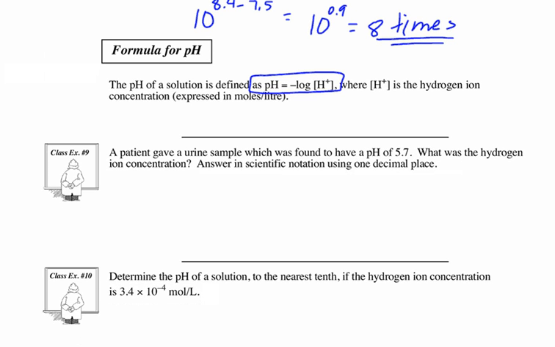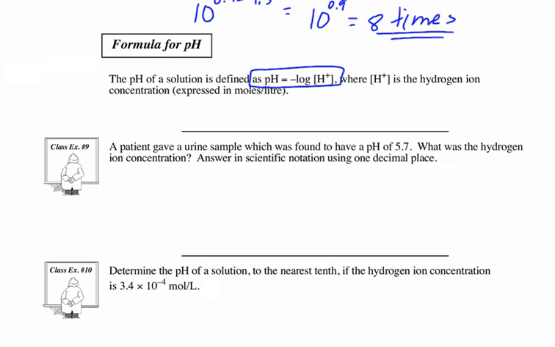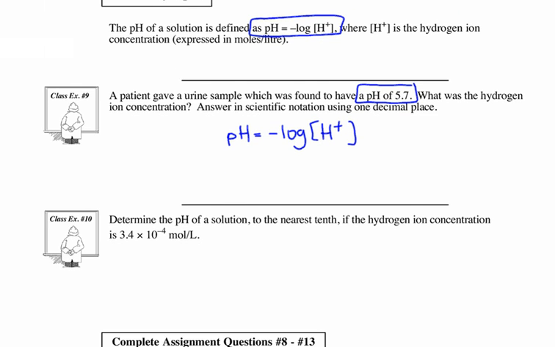Okay, so let's go through a given question. A patient given a urine sample which was found to have a pH of 5.7. What was the hydrogen ion concentration? Okay, so here's our formula. What do we know? pH is 5.7.